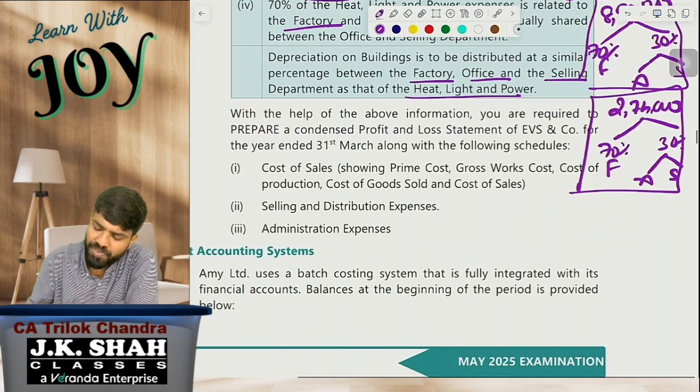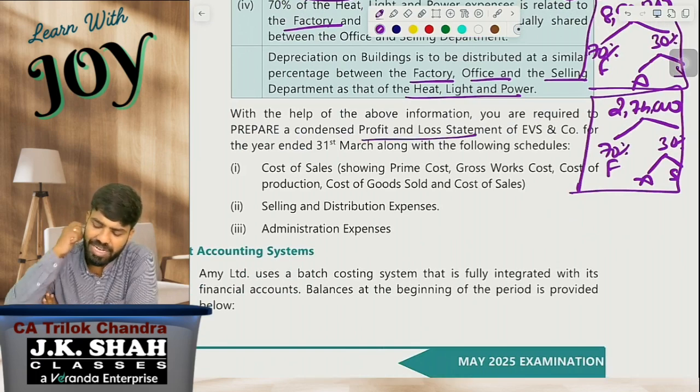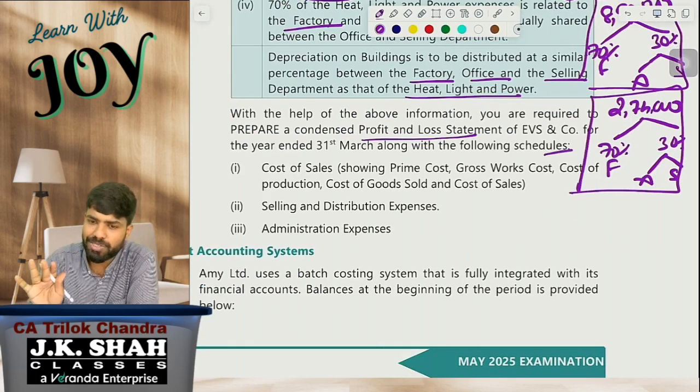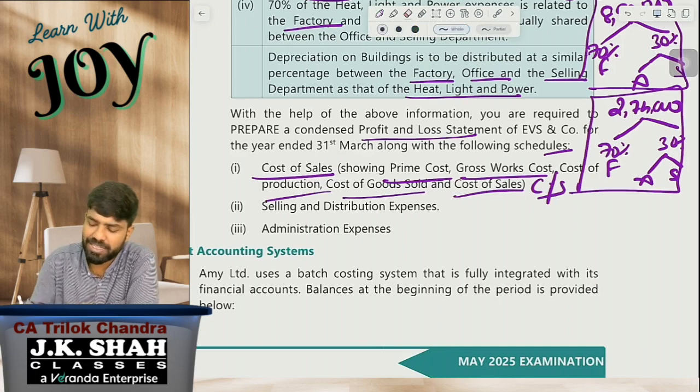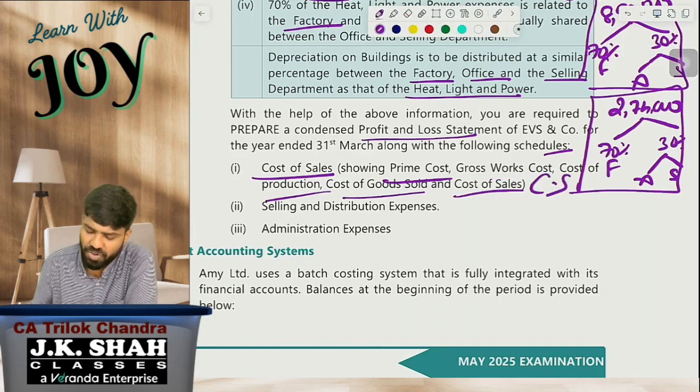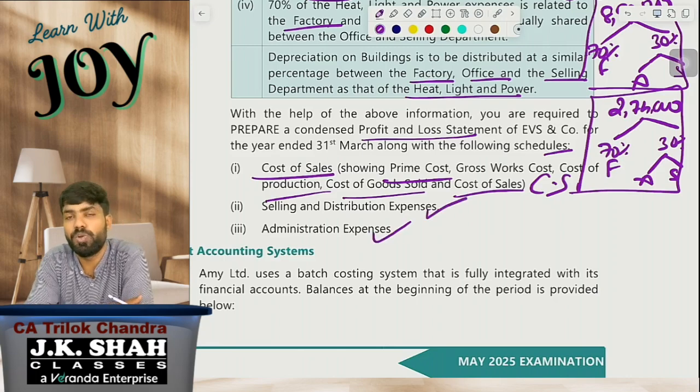Okay, next. With the help of the above information, you are required to prepare a condensed profit and loss statement of EVS and company for the year ended 31st March along with the following schedules. What are the schedules that they are asking? Cost of sales, showing prime cost, transfer cost, cost of production, cost of goods, so cost of sales. Nothing but cost sheet. What they are asking is cost sheet. To prepare this cost sheet, we require a selling and distribution expenses schedule and an administration expenses schedule.